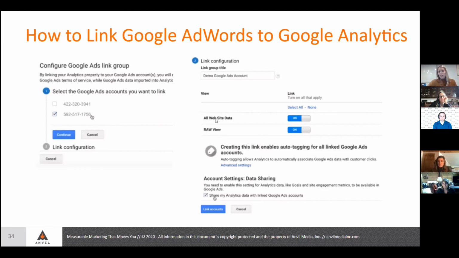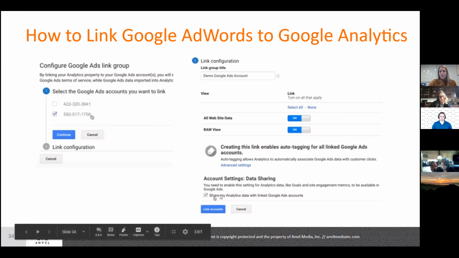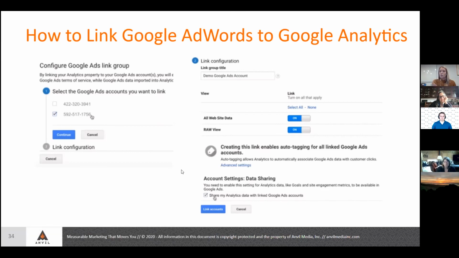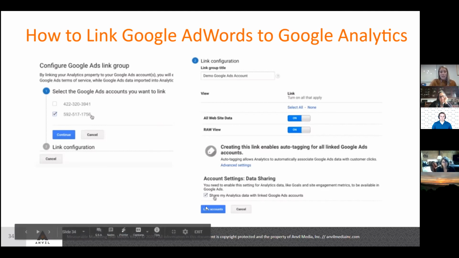Then under these views, you just want to make sure these are all turned on. In one of our last sessions, somebody didn't have this raw view, and that's totally fine. We have the raw view because we have some filters and some advanced settings taking place. So that's why this has popped up. Again, if you don't see this, that's totally fine. You just want to make sure that all website data is turned on. And then you also want to make sure that share my analytics data with linked Google Ads account is checked, because that way analytics and AdWords will pass data to one another. That way you're just getting the best pull of data possible. And then you just click link accounts and you are good to go with syncing the two platforms.